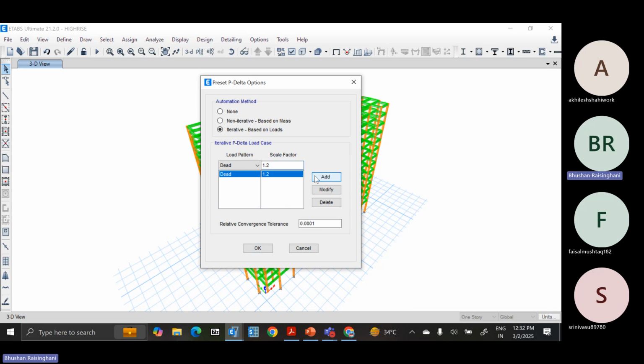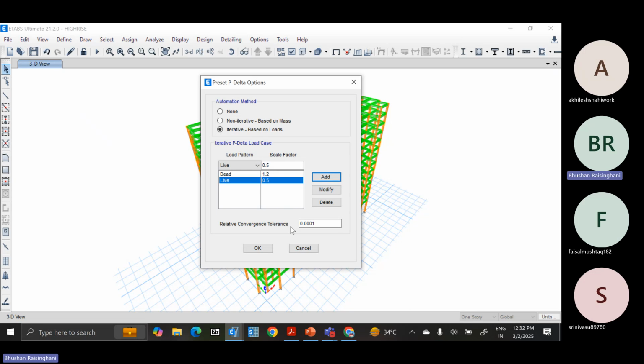So 1.2 of the dead load. If there is a super dead load, then also 1.2, 0.5 of the live load, and all dead load, all live load you have to specify here. So dead load, super dead load, live load. That is the way you have to specify.